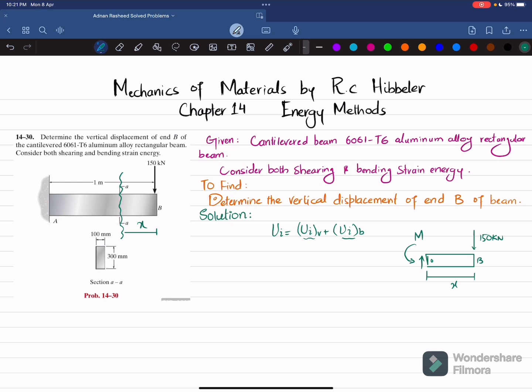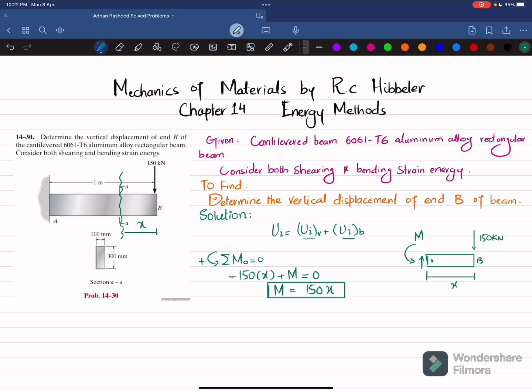We'll first find this moment by using the equation of equilibrium, that sum of all moments about point O is equal to 0, taking counterclockwise moment as positive. About point O, one moment is due to 150 and perpendicular distance is x, and this is producing clockwise moment, so it will be negative. So I will write minus 150 into perpendicular distance x. The other moment is due to this reaction moment, which is counterclockwise and is taken as positive. Sum of all these moments about point O is equal to 0. So from here we will get moment M equal to 150 times x.